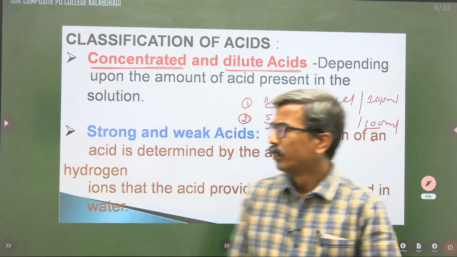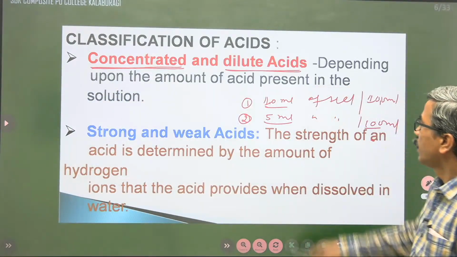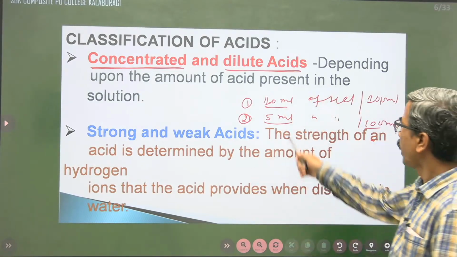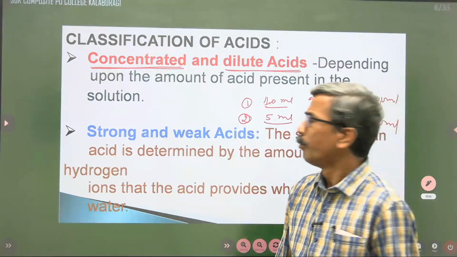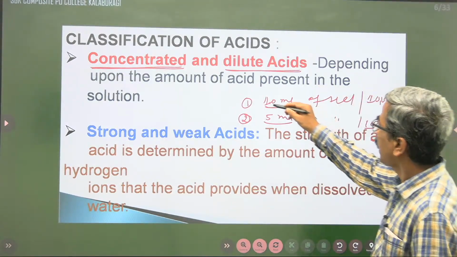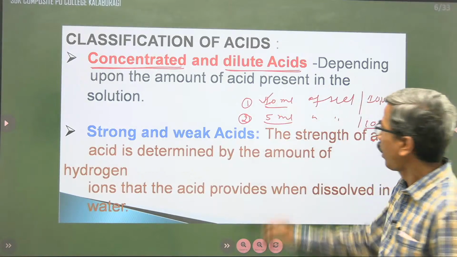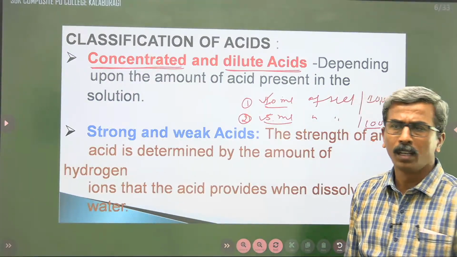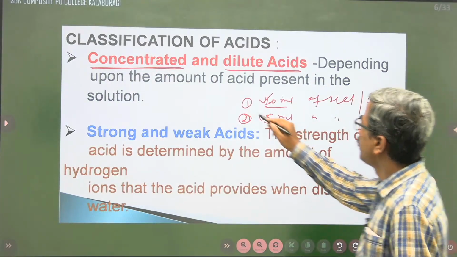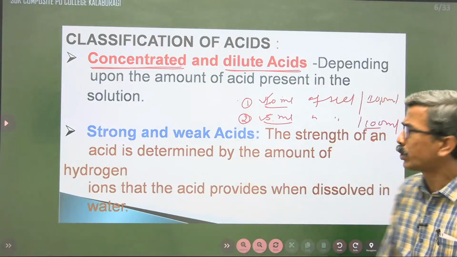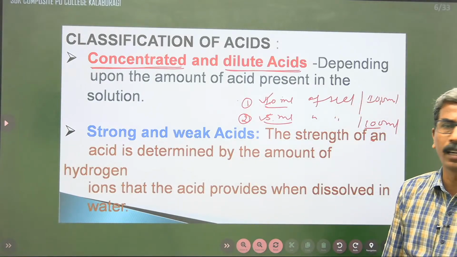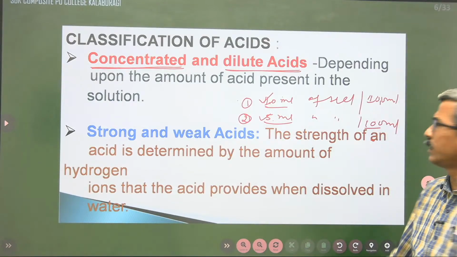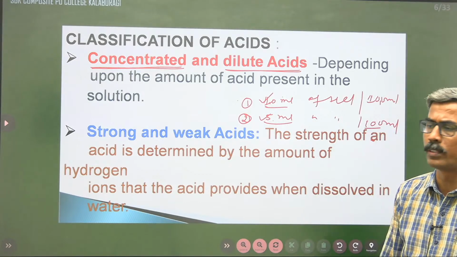Now based on these two, in the first case, how much acid is contained in 100 ml? That is 10 ml. Whereas in the second case, it is only 5 ml. Based on that, I can say the acid present in the first one is more compared to the second one. Based on that, I can say this acid is concentrated: 10 ml of hydrochloric acid in 100 ml. Whereas in the other container, 5 ml of hydrochloric acid in 100 ml is going to be dilute.